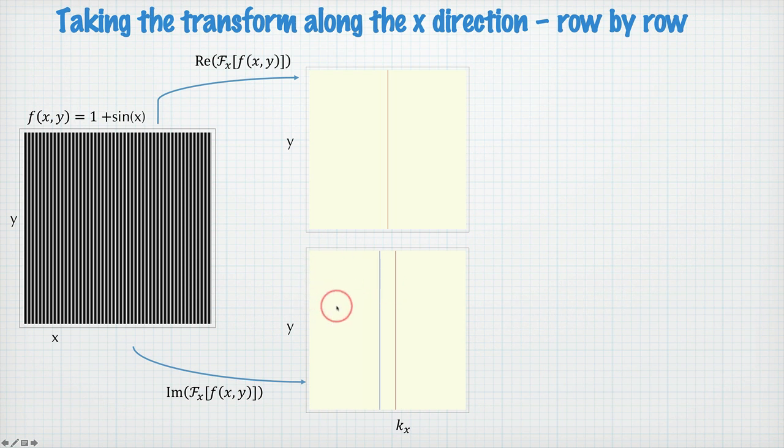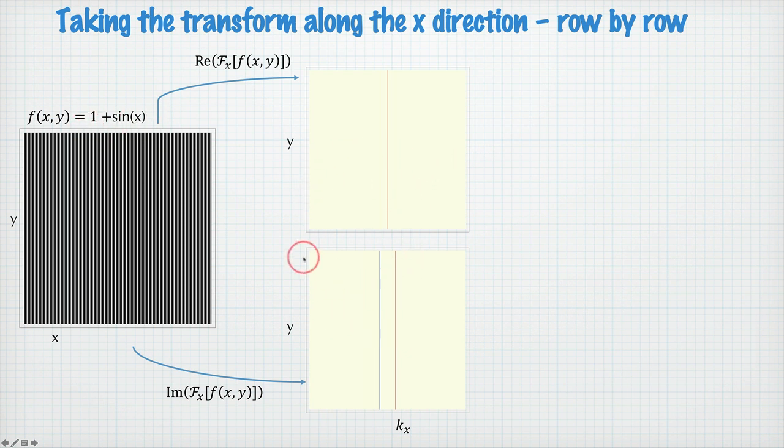The imaginary part comes from the sine component of this function. The sine wave transforms to delta spikes at plus and minus the spatial frequency of the sine wave. So we have a negative delta spike here in the negative part of the kx axis and a positive spike here. And together this is the Fourier transform of this sine component of this function.